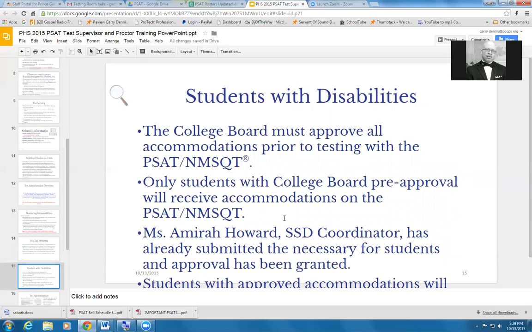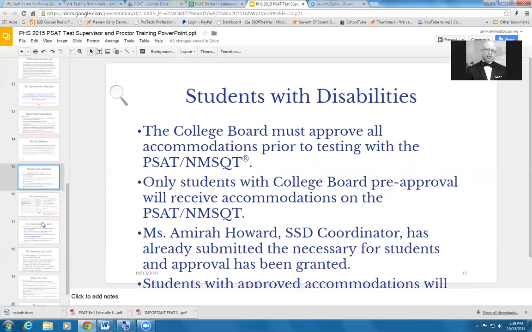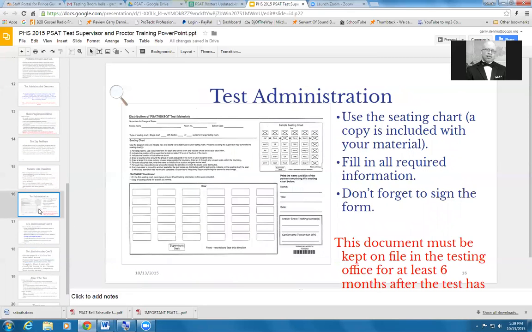Student disabilities, that's with accommodations for students. And we talked about that for this administration, that there pretty much aren't any necessarily.